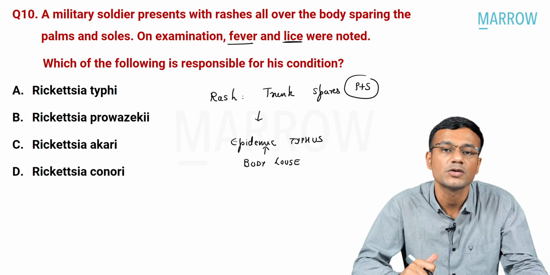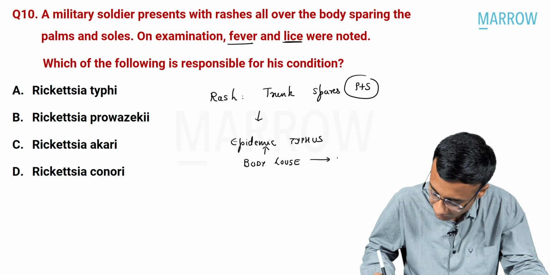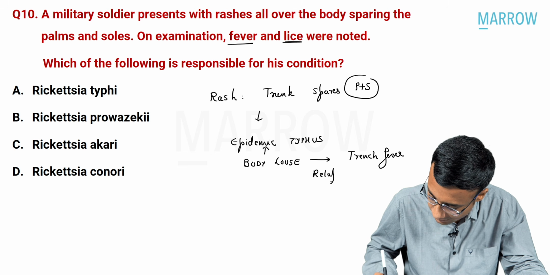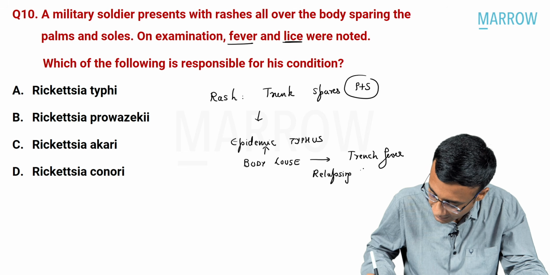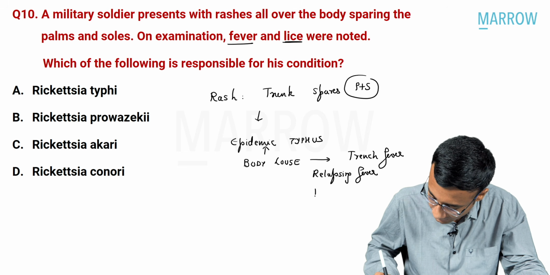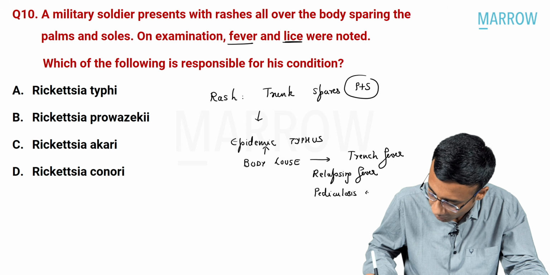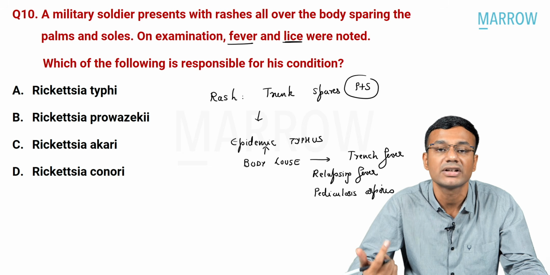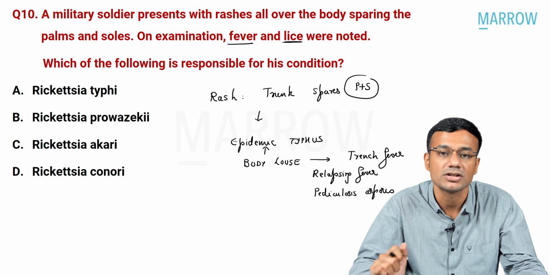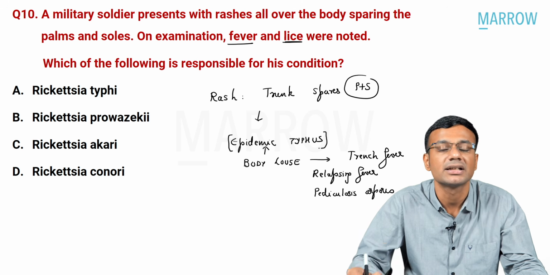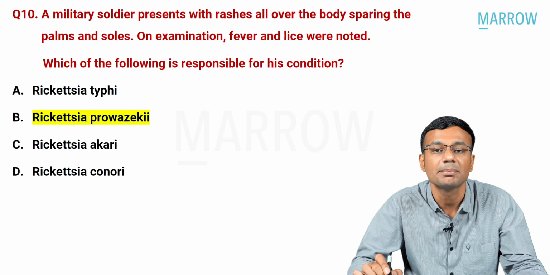Which are the other disorders which can be transmitted by body louse? It can transmit trench fever, relapsing fever, epidemic typhus, and pediculosis corporis. So, 4 important disorders which are transmitted by body louse are number 1, trench fever, relapsing fever, epidemic typhus, and pediculosis corporis. So, we have understood that the question is talking about epidemic typhus. That's why the correct answer for this has to be Rickettsia prowazekii.